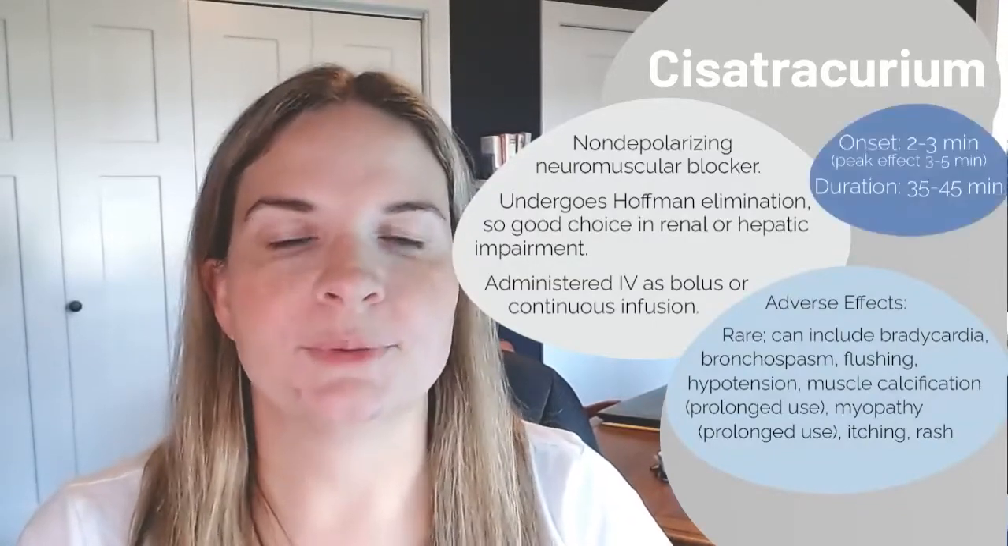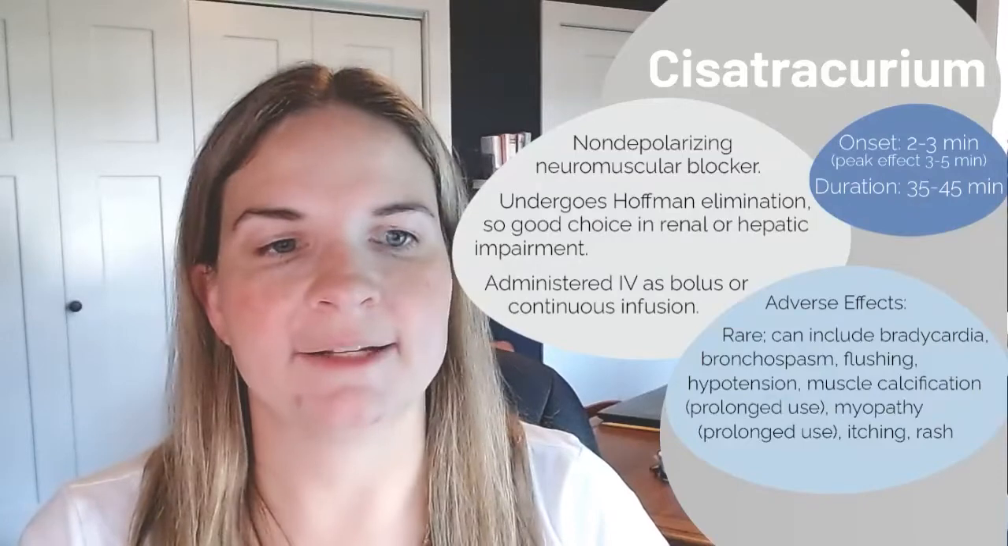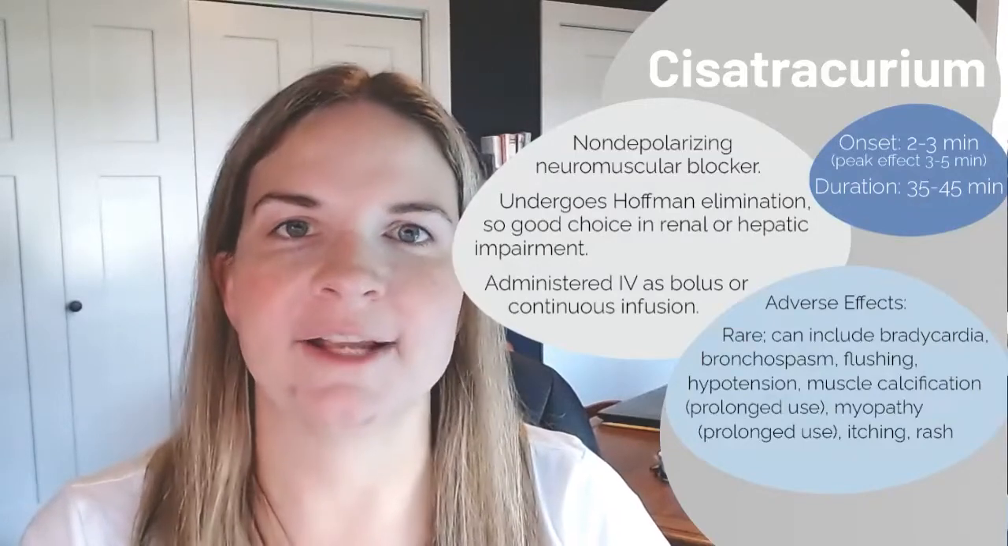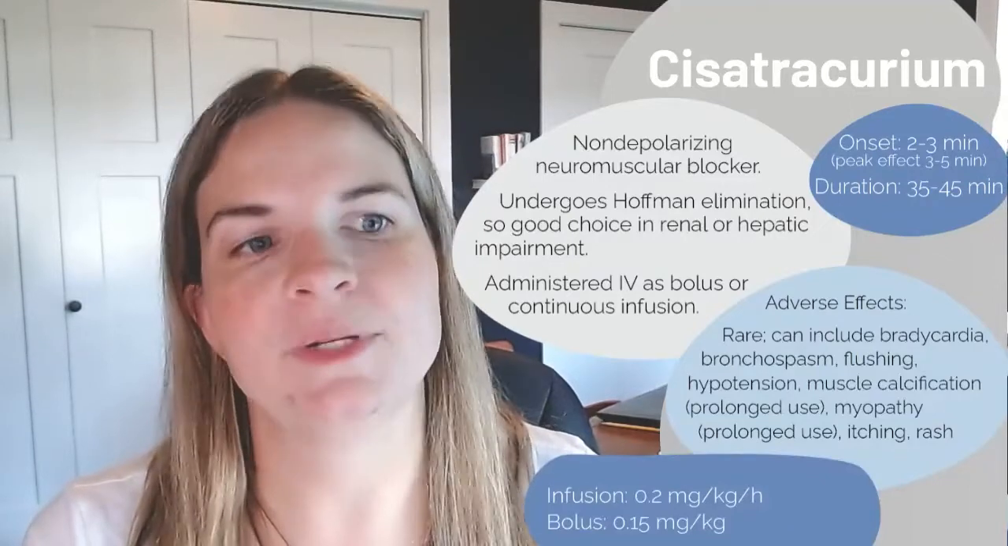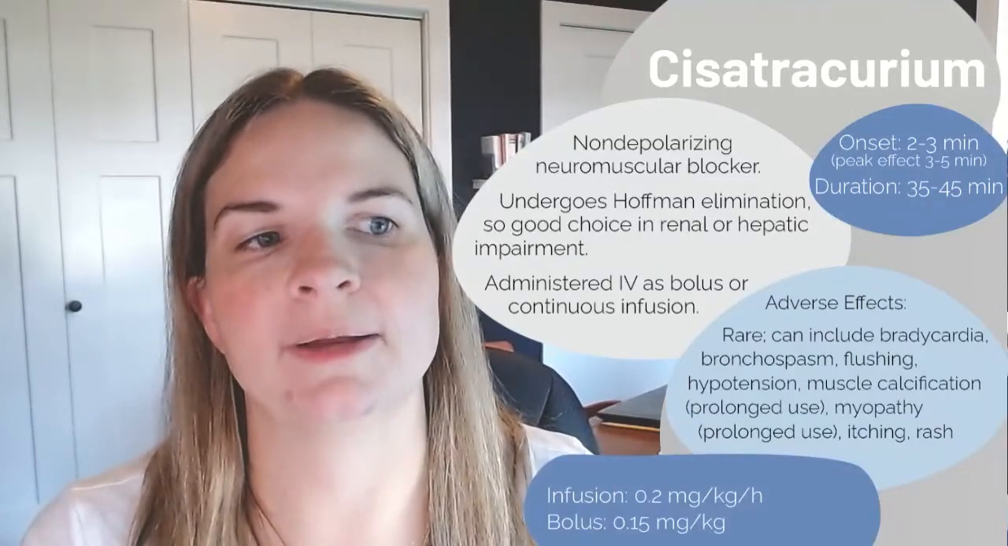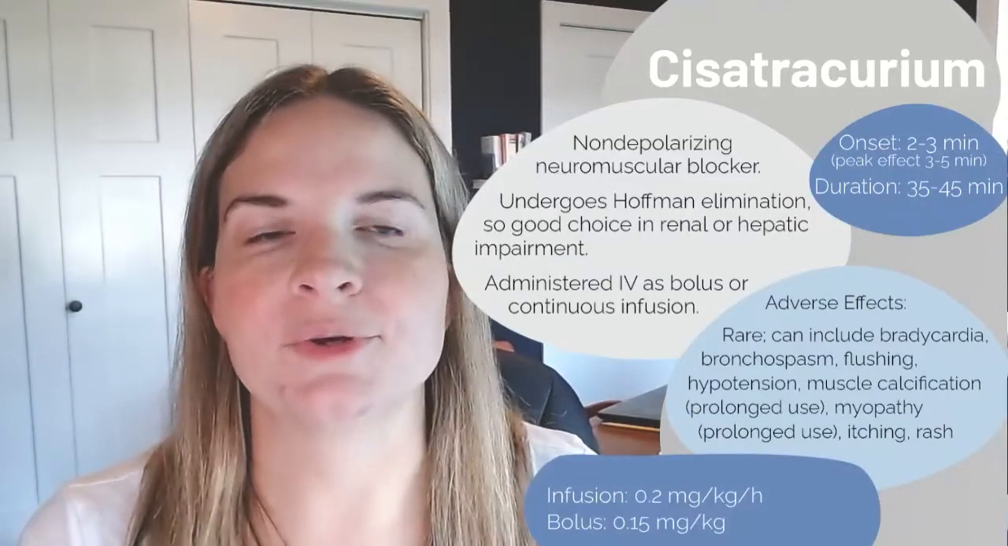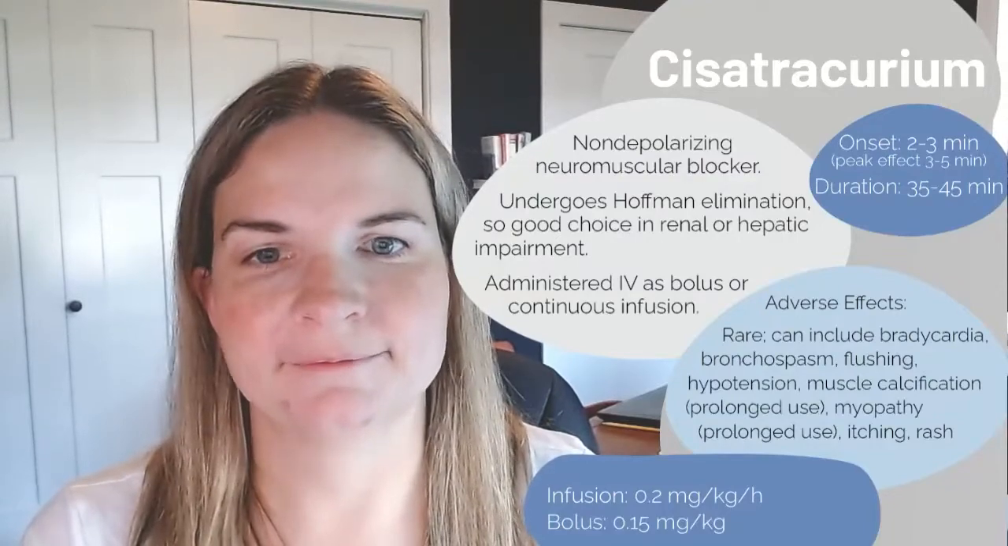Onset occurs within 2 to 3 minutes of administration, with peak effect in 3 to 5 minutes. Duration of effect is 35 to 45 minutes. If used as a continuous infusion, we typically start at around 0.2 milligrams per kilogram per hour. The bolus dose is 0.15 mg per kg.